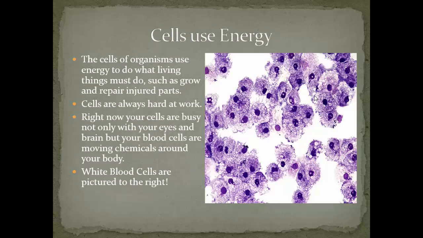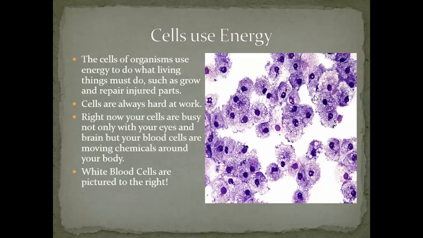The cells of organisms use energy to do what living things must do, such as grow and repair injured parts. Cells are always hard at work. There's no such thing as a cell that's taking a break. Their entire lifespan, which is typically 24 hours, is about growing and then replicating through mitosis or meiosis, depending on what kind of cell they are, and doing their jobs. Our cells are always dividing just about every 24 hours.